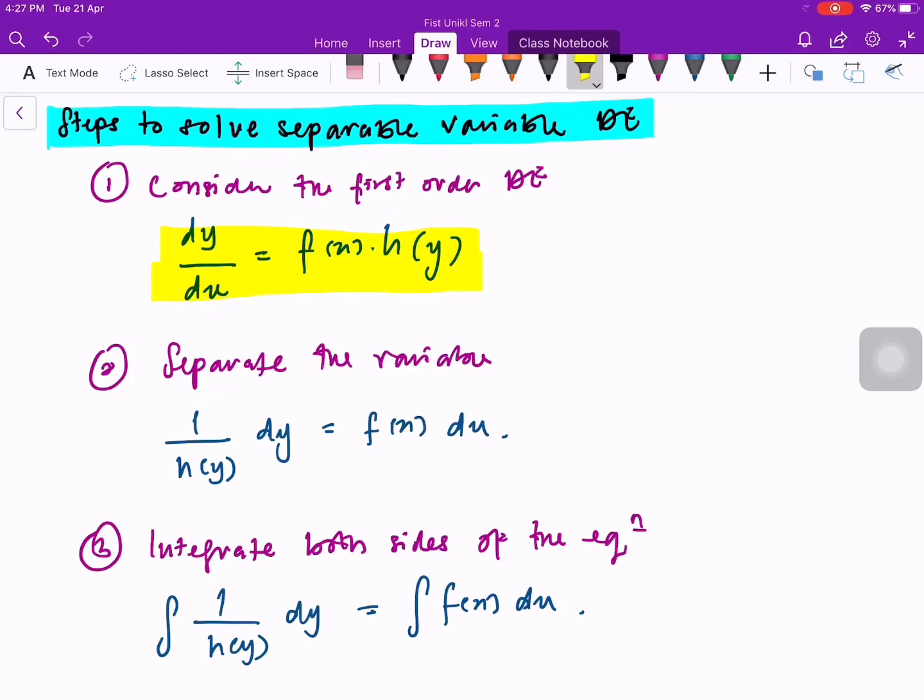Okay, and the second step is we're going to separate them, y with dy, x with dx. So kalau kita tengok dekat sini, let's say if I have differential equation dy dx equals to f(x) times h(y), after doing cross multiply product, saya akan dapat 1 over h(y) dy equals to f(x) dx. And after separating the variables, then the third step is we're going to integrate both sides of the equation. So dekat sini kita akan integrate 1 over h(y) dy equals to integrate of f(x) dx.